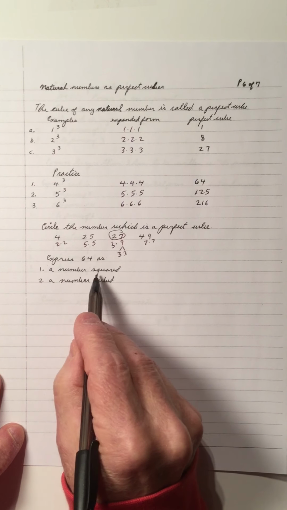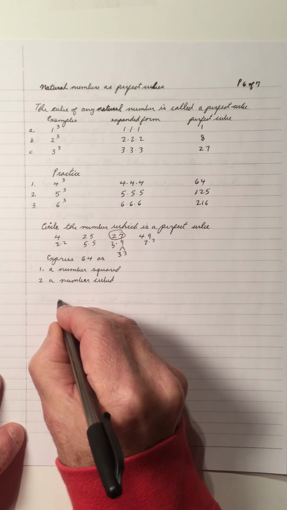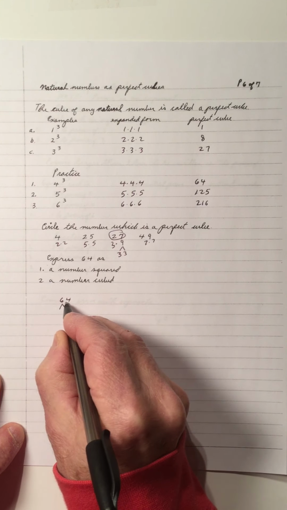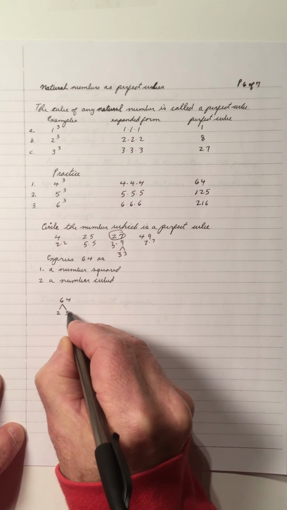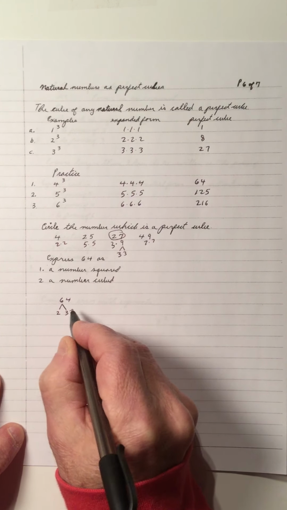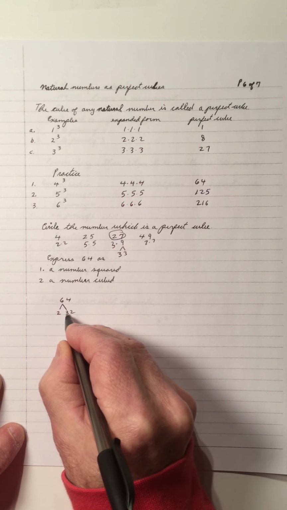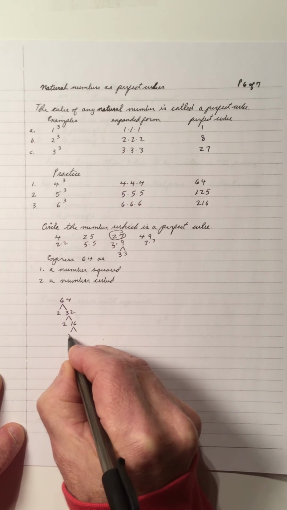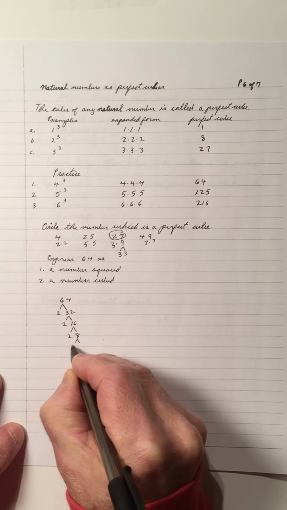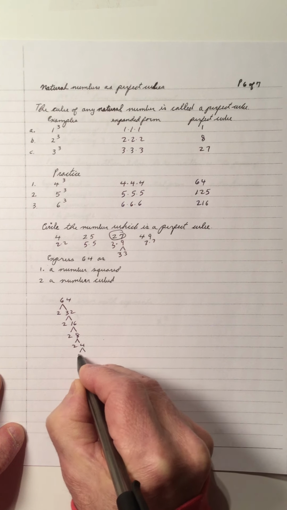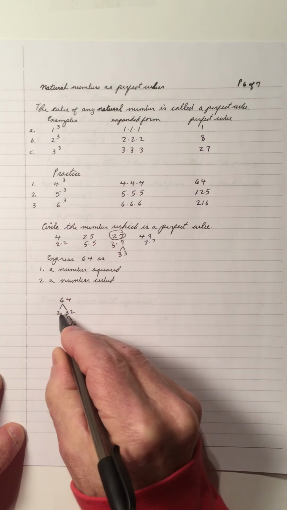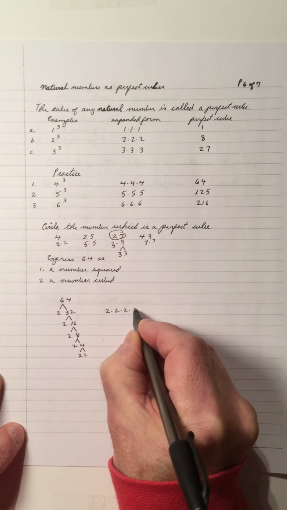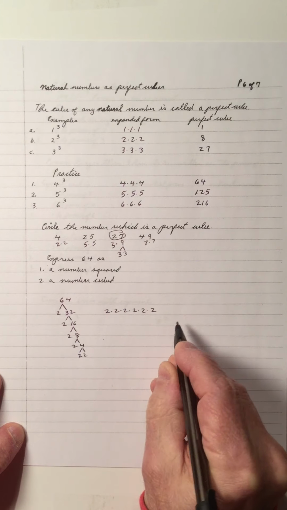Express 64 as a number squared. Well, let's break 64 down. We use what I call a factor tree. So 64 is 2 times 32, because 64 is even, so you divide by 2. 32 is even, it ends in 2, so it's 2 times 16. 16 is even, so it's 2 times 8. 8 is even, so it's 2 times 4. 4 is even, so it's 2 times 2. So you notice 1, 2, 3, 4, 5, 6. There's six 2s broken right down, as low as we can go.